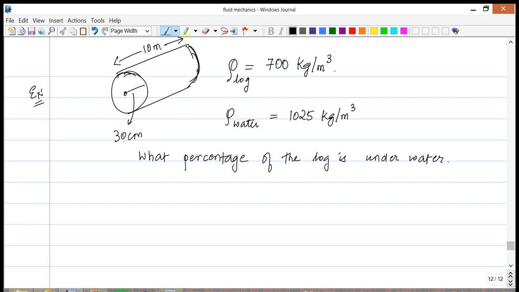Okay, so here's another problem, and we'll do several things with this setup. You've been given a cylindrical log of length 10 meters and radius 30 centimeters. This log is going to be placed in water of density 1025 kg per meter cubed. The question is, what percentage of the log is underwater?